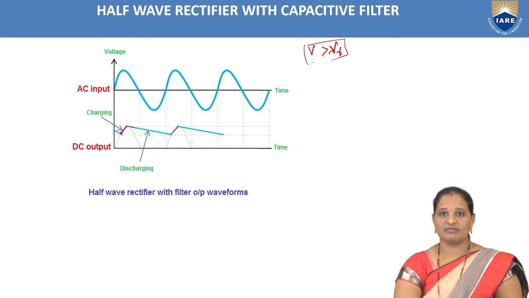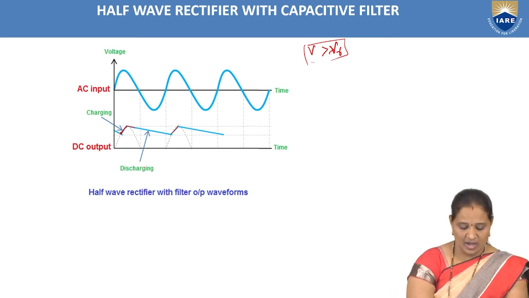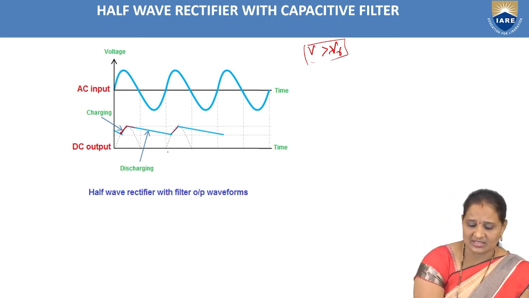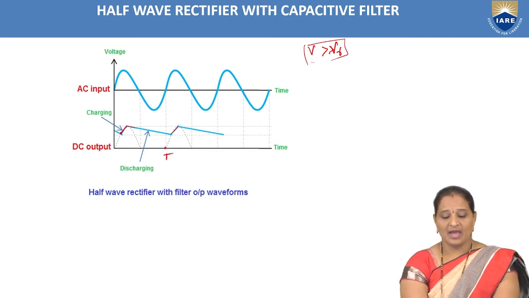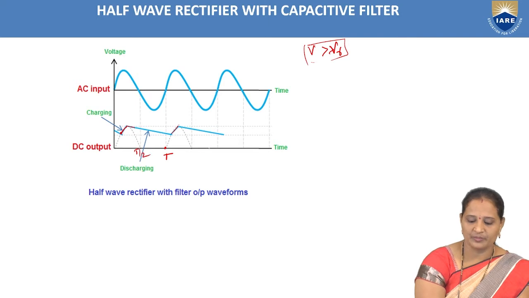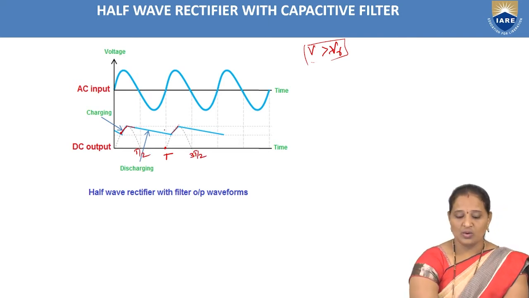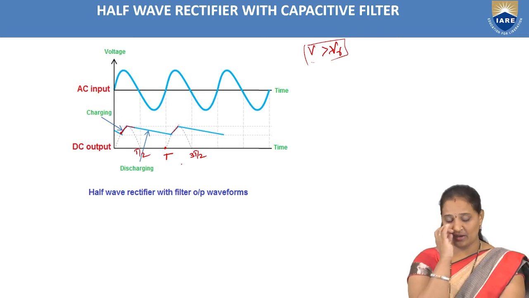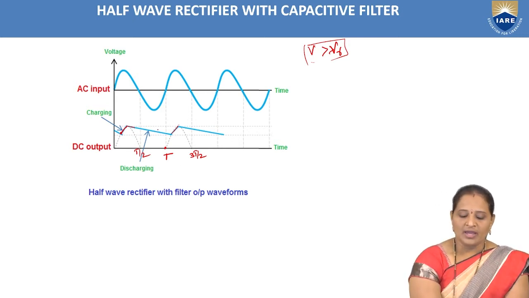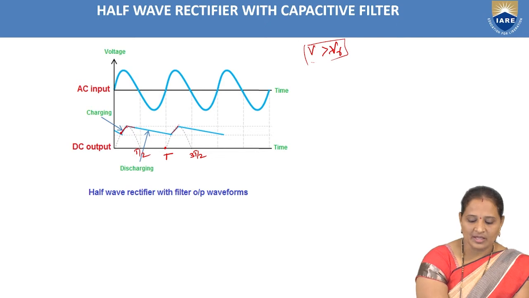So this is my output waveform. Let us consider this time period as capital T, this is T by 2, and this is 3T by 2. So this is the output waveform here. Now let us consider this a discharging time period, and indicate it with T1.